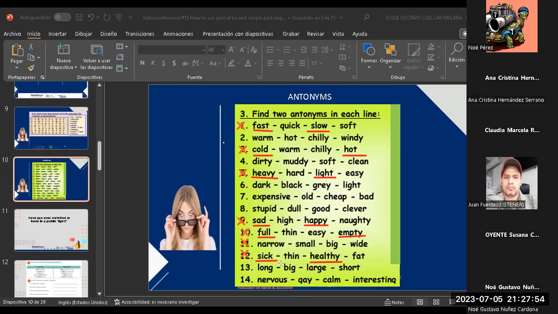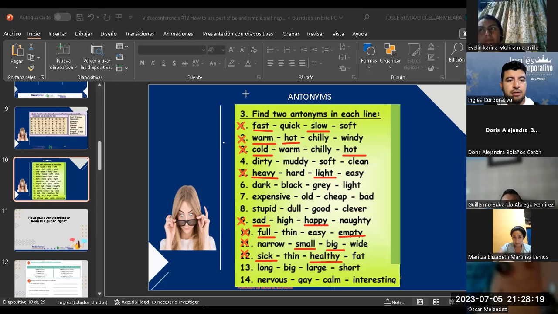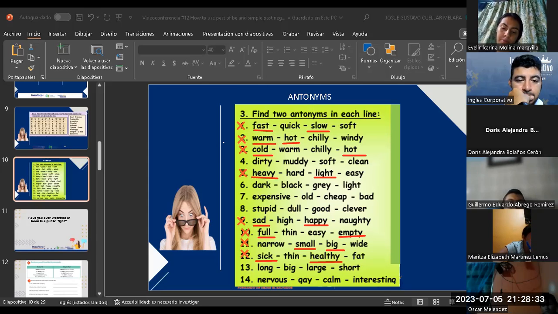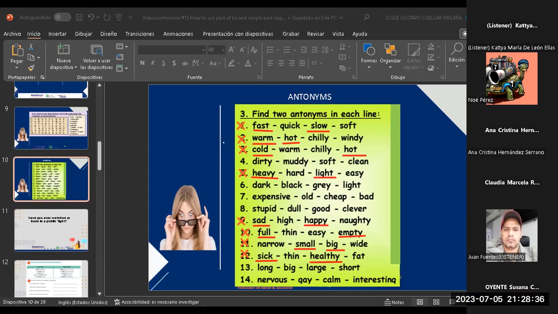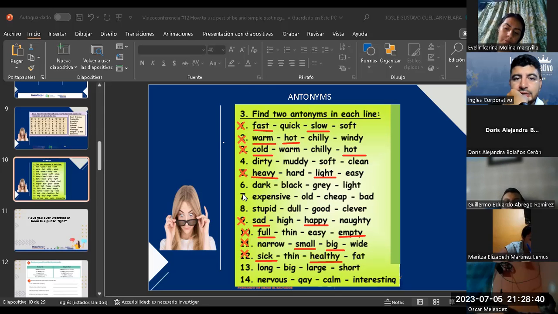Okay, Rivas, you go. Number 2, teacher, warm, hot. Okay. Could it be? Okay, yes. Warm and hot. Okay, thank you. What about Jose? Okay, Jose, if you're ready. No, teacher, in this case, I am not ready. Okay, so let's listen if you have some other. Guillermo, you have some other answer? Just, teacher, number 7, expensive and cheap. Yeah, that's it. Expensive and cheap.